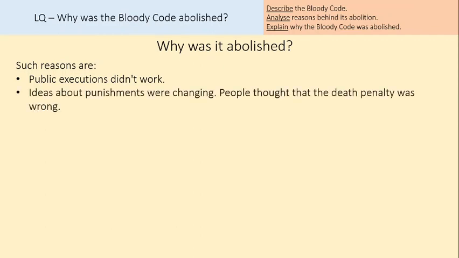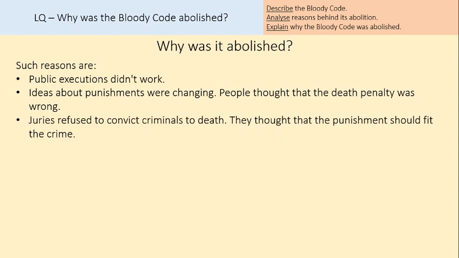The ideas about punishments were also changing. People thought the death penalty was wrong. It shouldn't happen. Why, for such trivial things such as wrecking a fish pond, were you given the death penalty? Juries also refused to convict criminals to death. They thought that the punishment should fit the crime like they do nowadays. Juries would actively change their minds about what punishment should be given. So if someone did steal £30 worth of goods, they would reduce it down to £29.99 or £29.50 so as to not give you the death penalty.